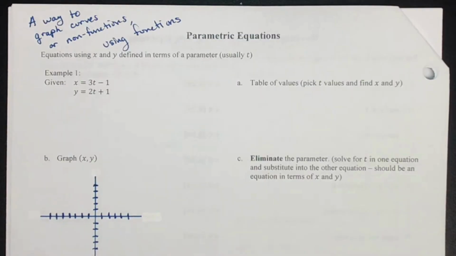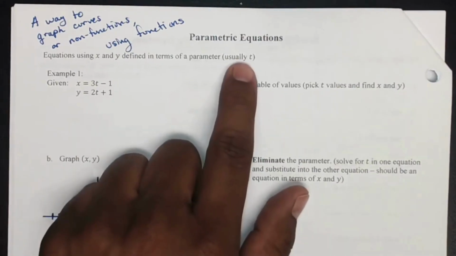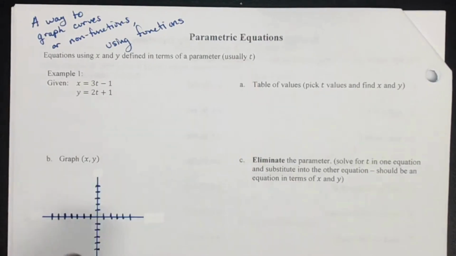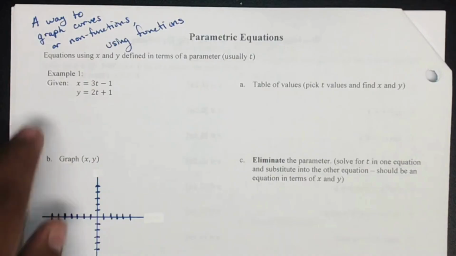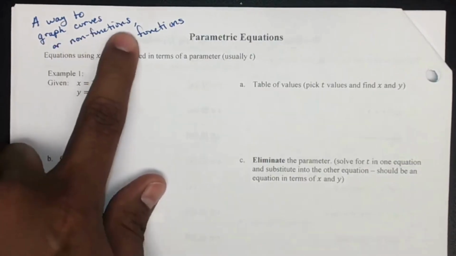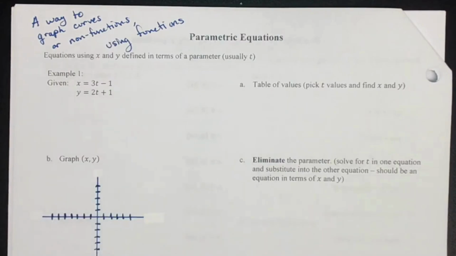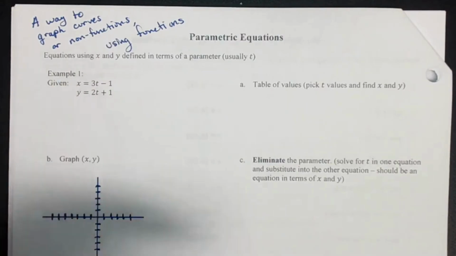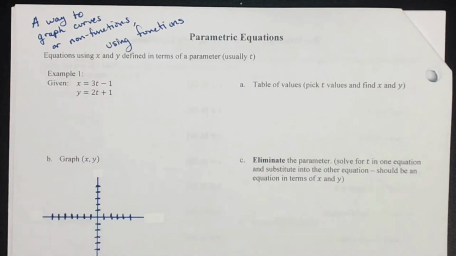So, parametrics, what they're doing is that they're breaking up an equation in terms of a different parameter. And that different parameter we usually call t. The main reason to have parametrics is to graph curves or non-functions using actual functions. So we're going to give you x and y in terms of, it might look like a line, it might be a parabola, it might be a trig function, but all of those are functions and we're going to put them together to create a curve or non-function.